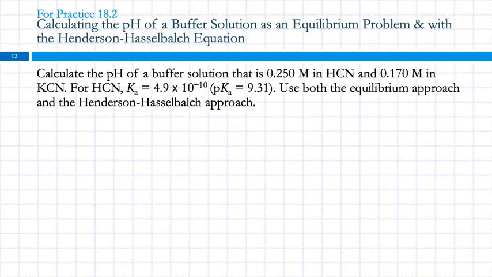So, calculating the pH of a buffer solution as an equilibrium problem and with the Henderson-Hasselbalch equation. Here it says to use both approaches. Calculate the pH of a buffer solution that's 0.25 molar in HCN and 0.170 molar in KCN, and we're given the Ka for the acid, and we're also given the pKa, which we could calculate also, but it's just handed to us.